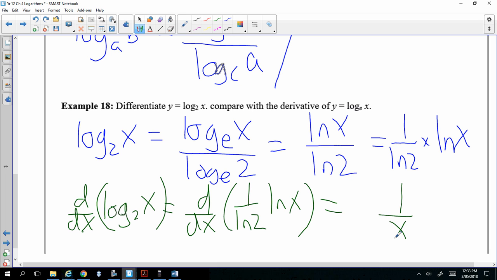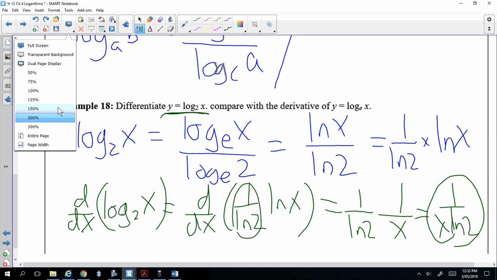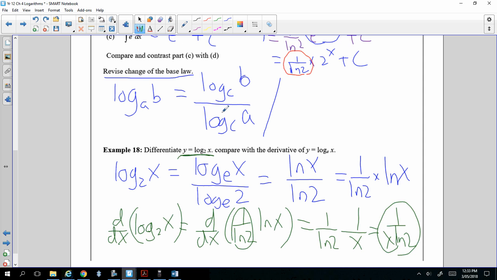And same for any other base. Now we have a complete list of differentiation, which I'm going to summarize on the next page. And then we'll do some examples, then you do some practice questions after this. Okay, ready? All right, we're going to summarize, and then we'll do some examples.